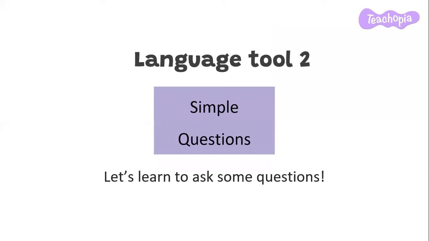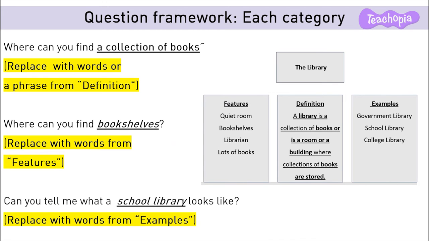Moving on to the next language tool, that is simple questions. Here we'll look at some of the questions that we can use as a framework to form many questions. The first question can be, where can you find a collection of books? Here, the phrase, a collection of books, can be replaced with the definition vocabulary set. Then comes the next question framework, that is, where can you find bookshelves? Here, the word bookshelves belongs to the features category. All you need to do is to replace the word bookshelves from the list of words given in the features category list.